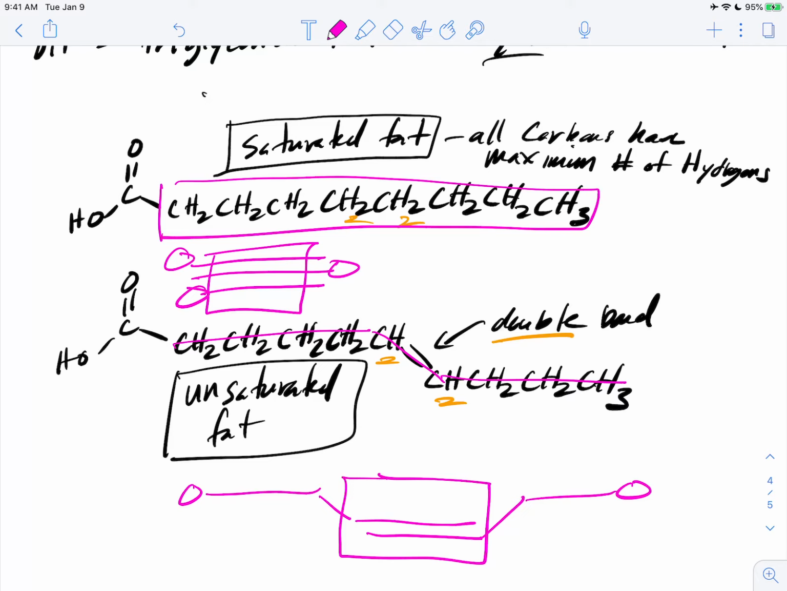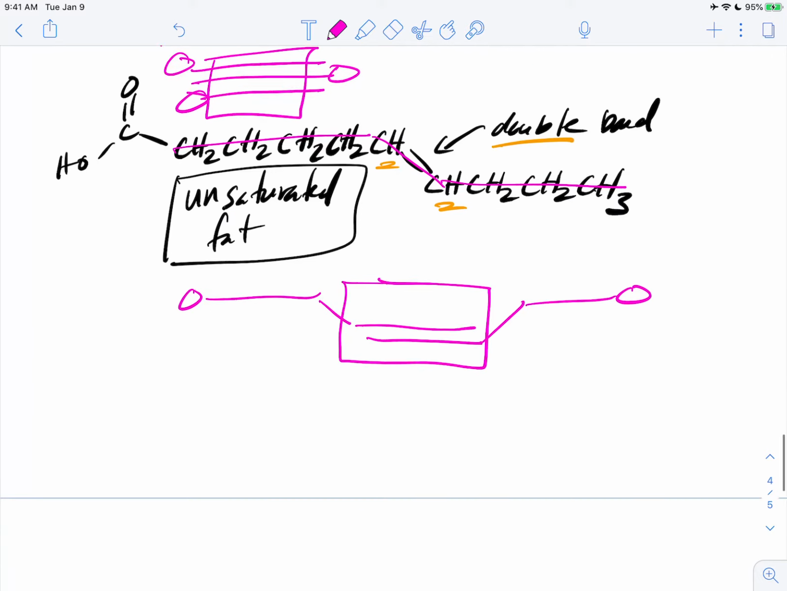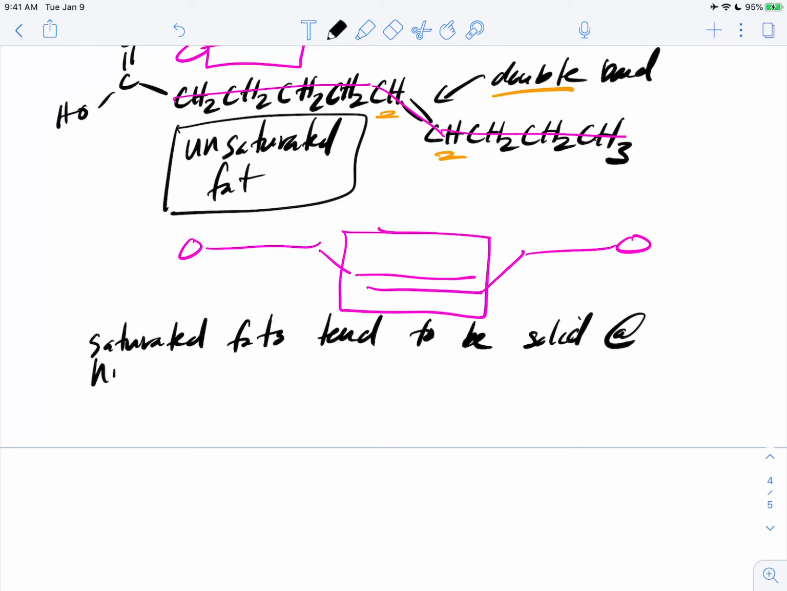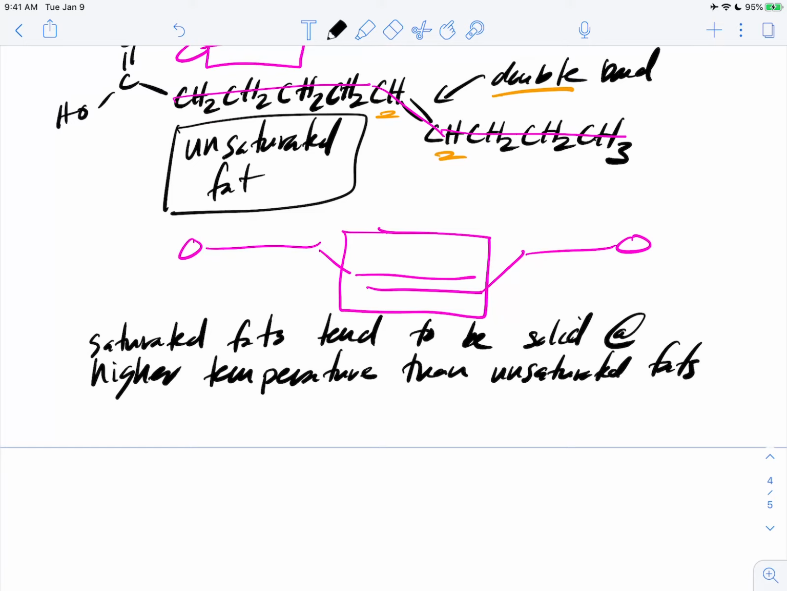So saturated fats tend to be solid at higher temperatures, like room temperature, than unsaturated fats, which tend to be liquids. And so to write that out, saturated fats tend to be solid at a higher temperature than unsaturated fats. Okay. And so, anyway, we can go past that. We could talk about trans fats and non-trans fats, and that's just where the double bond is, and really we don't have to get into that too much, but that's the difference between saturated fats and unsaturated fats.